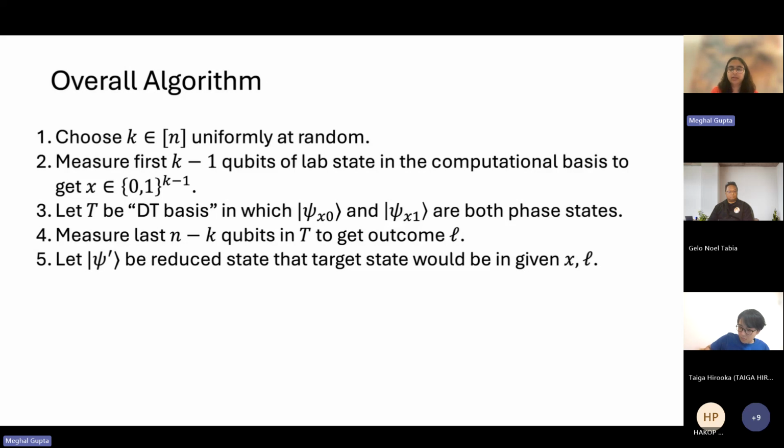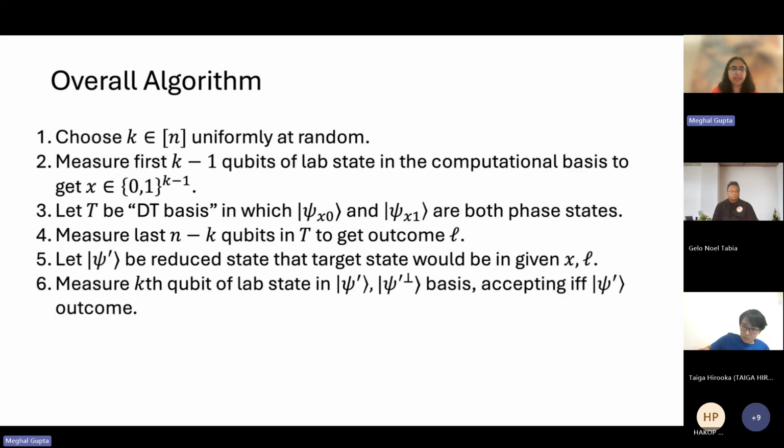And then we took what psi prime would be if we had in fact gotten the outcome X on the first two steps, and then the outcome L on the fourth step, if we truly had psi. We denote that by psi prime, and then we run a quick test to check if indeed psi prime was equal to lab prime. Cool. Okay, so this is a good place to stop for questions, and then I'll move on to a little bit more future directions.